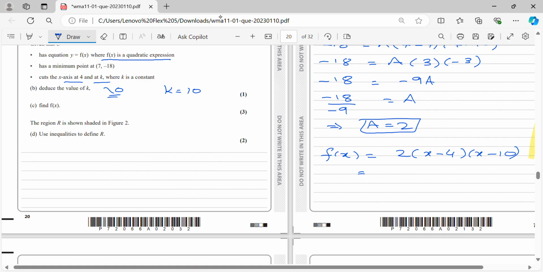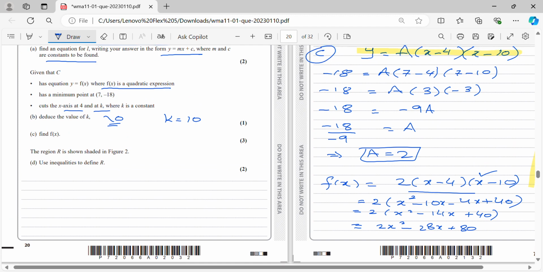Now let's expand the brackets and find f of x. Let's simplify it. x squared minus 10x minus 4x plus 40. Collect like terms: x squared minus 14x plus 40, and multiply by 2. So you can just write down 2x squared minus 28x plus 80, or you can just leave it till here. That's also fine. Right, now let's move on to the D part.